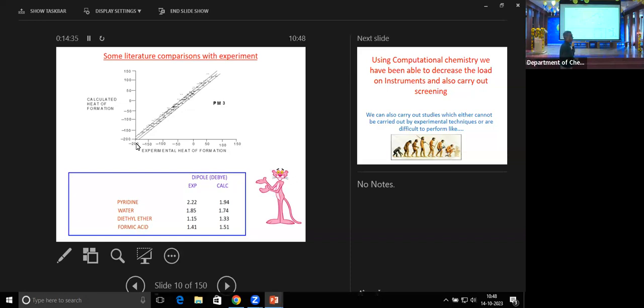Dipole. In fact, dipole experiments are quite difficult. You know that. Here is a case where the experimental value for pyridine is 2.22, calculated is 1.9. Now I have started showing you the numbers here. Water 1.85, 1.74. Diethyl ether 1.15, 1.33, and formic acid 1.41, 1.51 simulated. The dipole experiment takes lots and lots of time. Theoretically, a few minutes. And that too with this particular methodology. And only 10% variation.